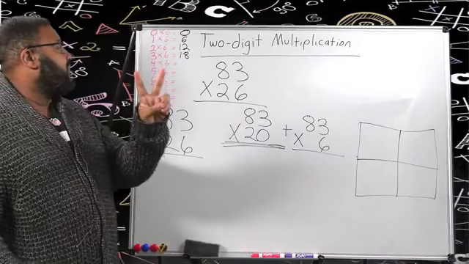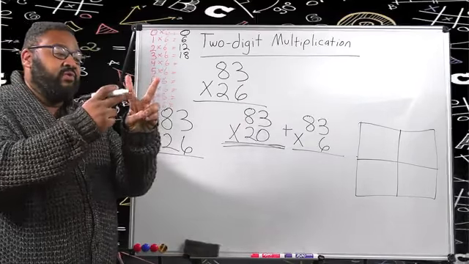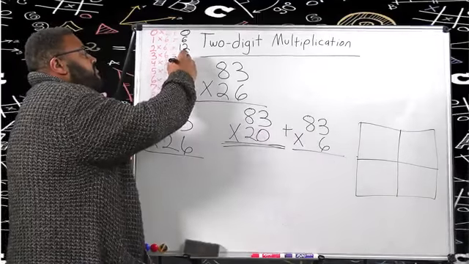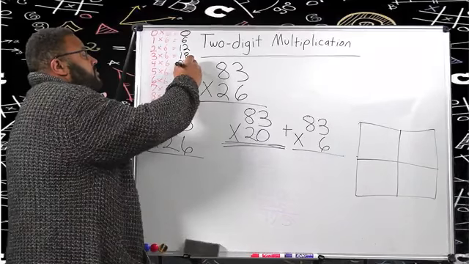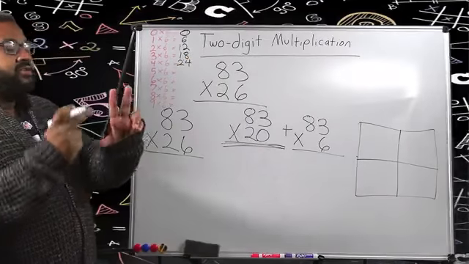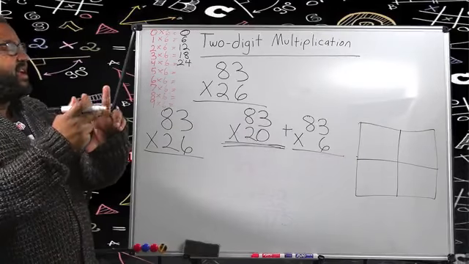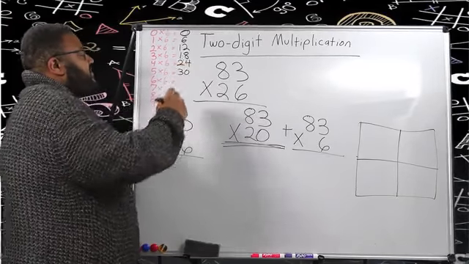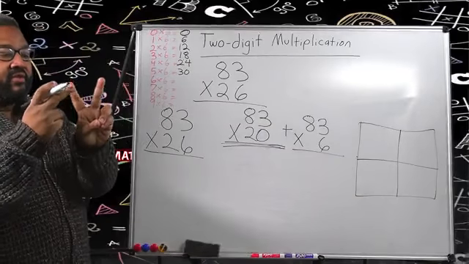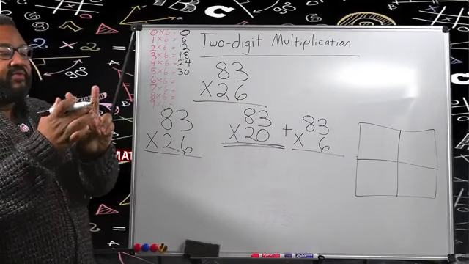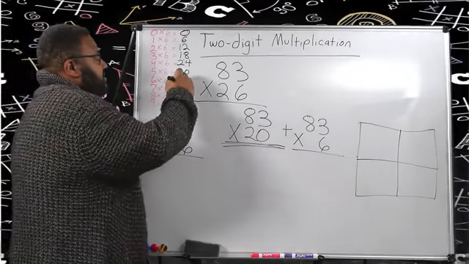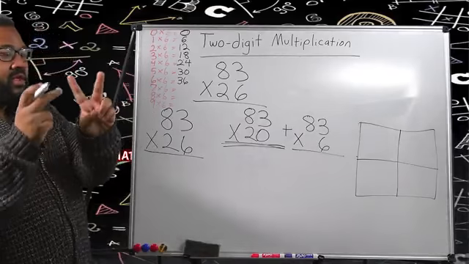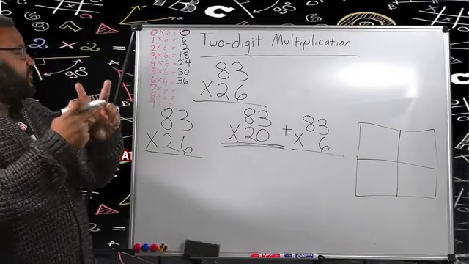All right, here we go. What comes after 18? 19, 20, 21, 22, 23, 24. Comes after 24. 25, 26, 27, 28, 29, 30. Comes after 30. 31, 32, 33, 34, 35, 36. 37, 38, 39, 40, 41, 42.